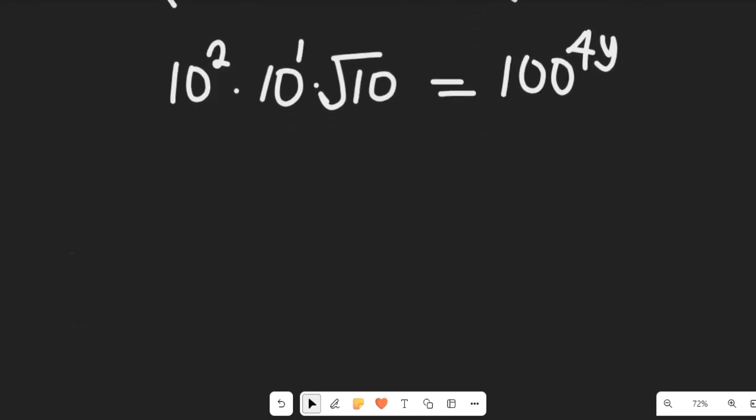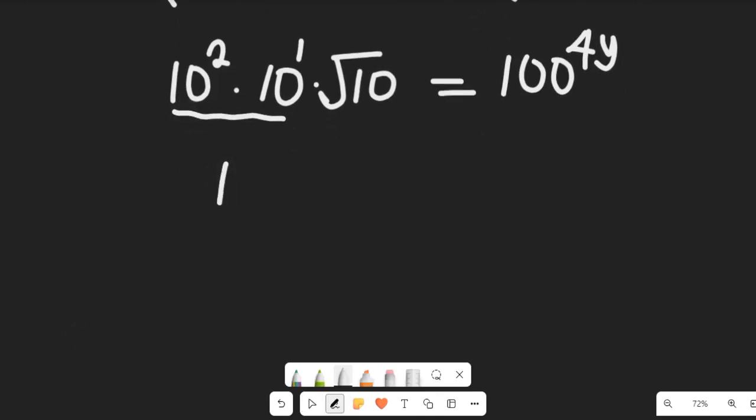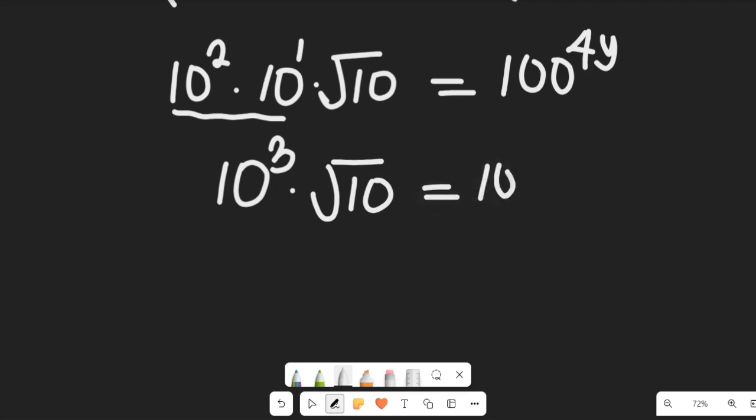Great. Now let's reduce this. According to the law of indices, this will become 10 to the power of 3, right? Multiplied by the square root of 10, right? Good. And that will give us 100 to the power of 4y. Now what do we do?